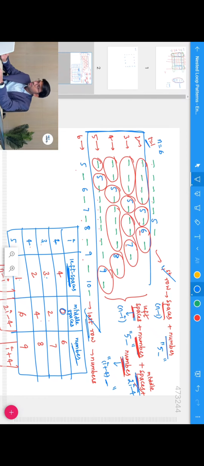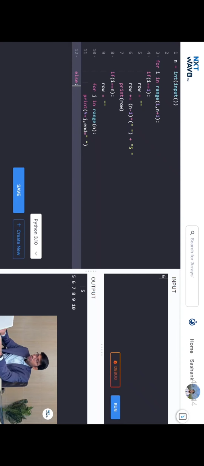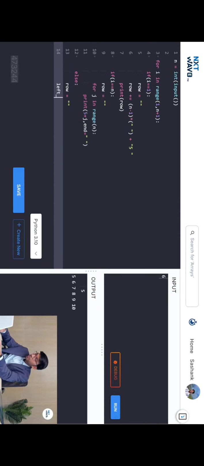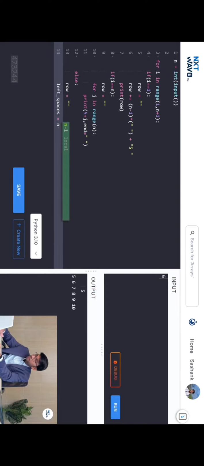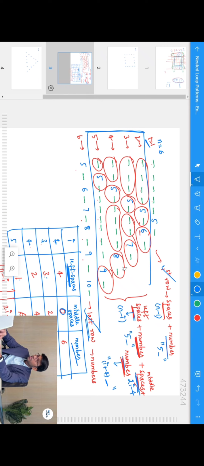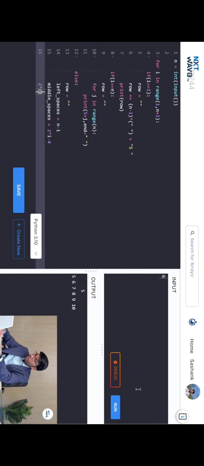So let's generate this in the same way. So what happens? Okay, so else again we'll start with an empty row. Then left spaces is equal to N minus I. Next middle spaces equal to 2I minus 4, 2 into I minus 4. I can write it 2I minus 4 or 2 bracket into I minus 2, 2 multiplied by I minus 2. Anything is fine. Both are correct.